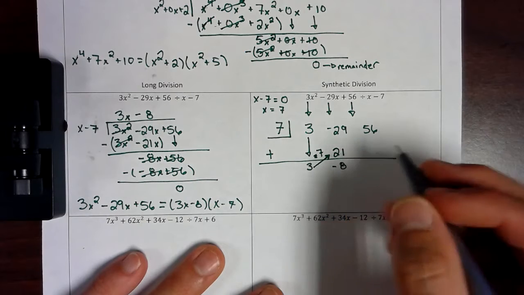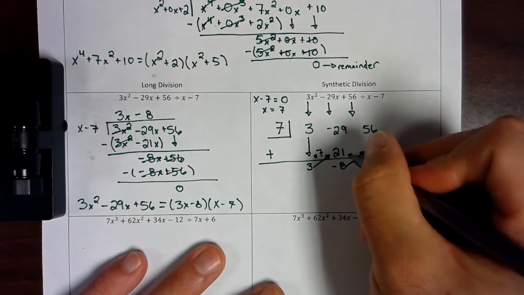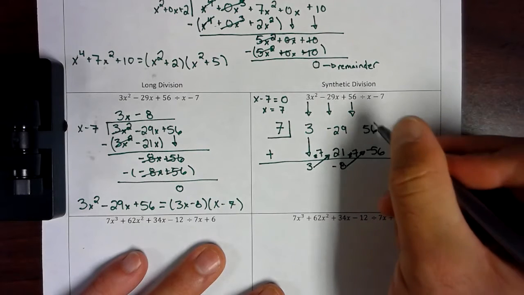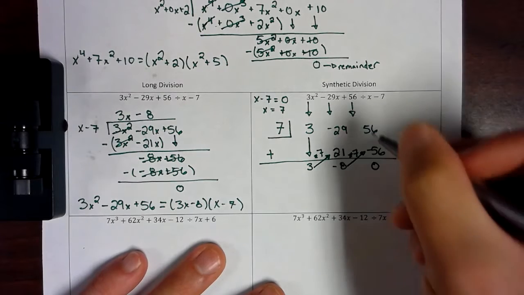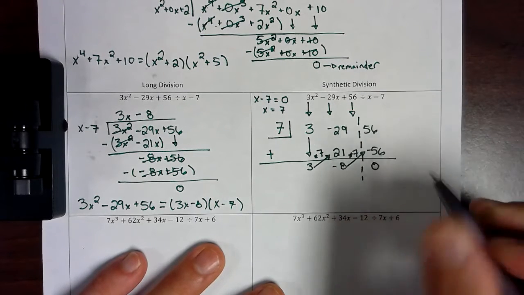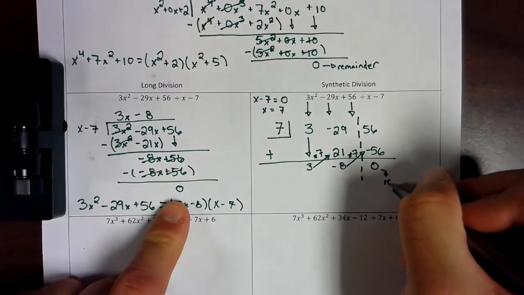Once we get a number below this line, we're once again going to multiply by the number in the chair. So times 7, negative 8 times 7 is negative 56. 56 minus 56 is 0. So the last number with synthetic division is always a remainder. That's that same remainder we got here. So 0 is our remainder.